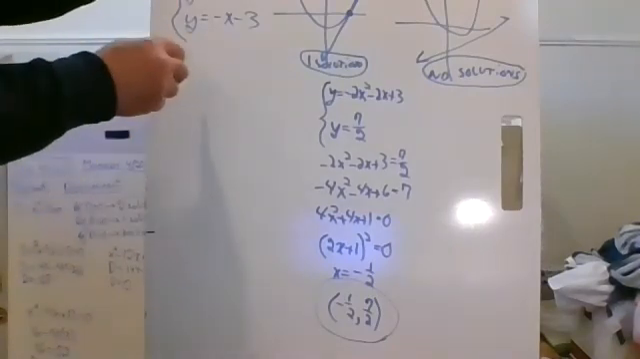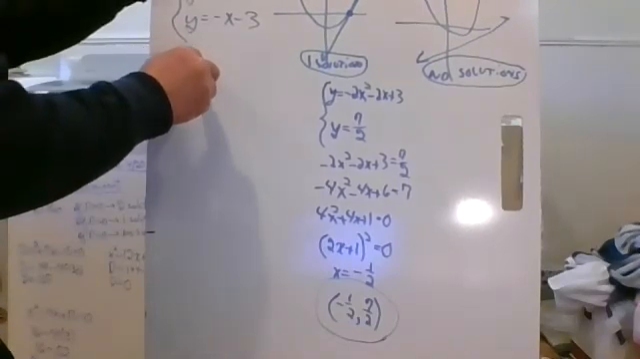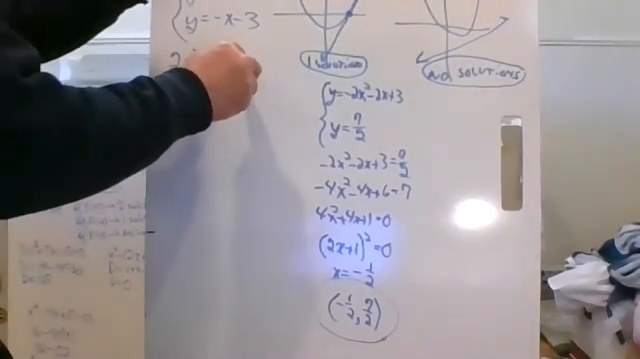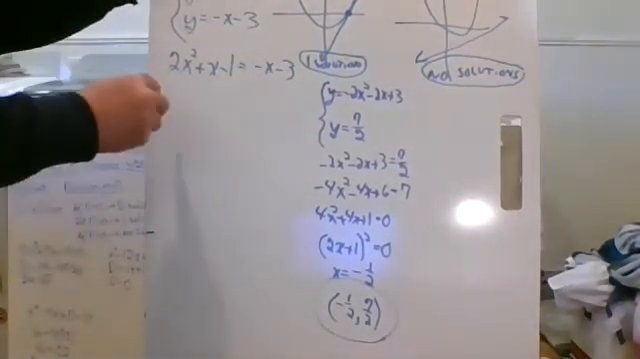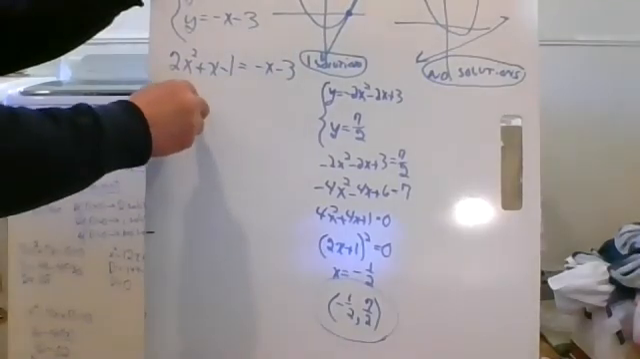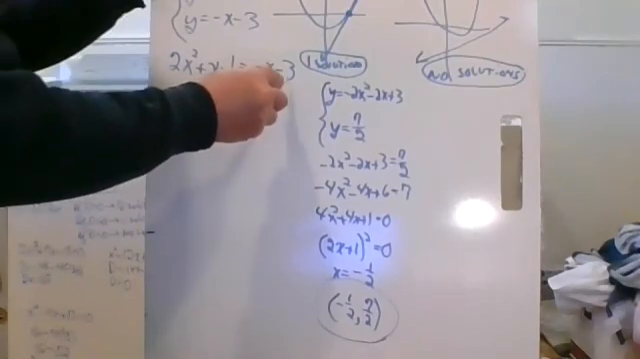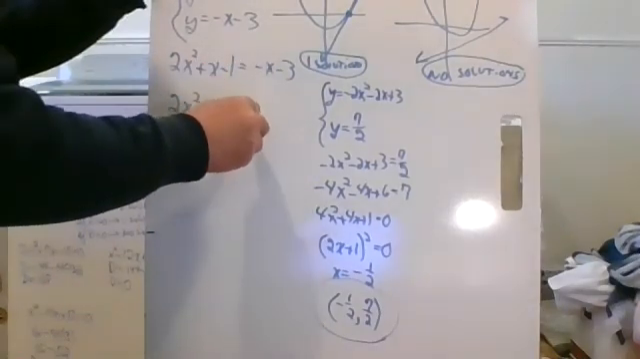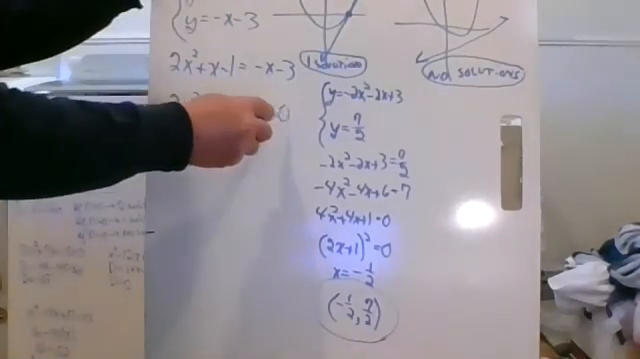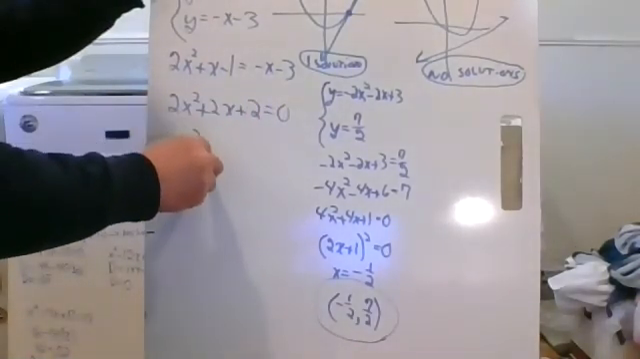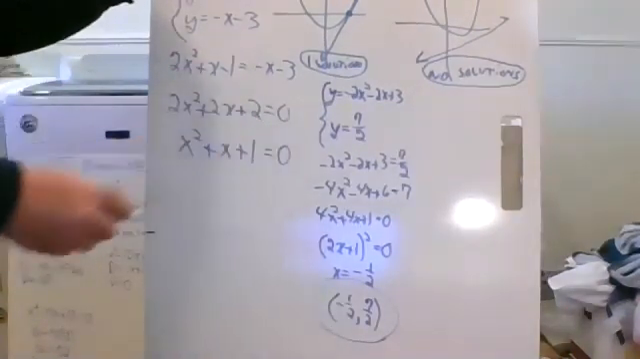Let's see what it looks like by substitution. I'm going to get 2x squared plus x minus 1 equals negative x minus 3. And then that gives me 2x squared, the negative x comes over, plus 2x, the negative 3 comes over, gives you plus 2 equal to 0. Divide both sides by 2, and you get x squared plus x plus 1 equal to 0.